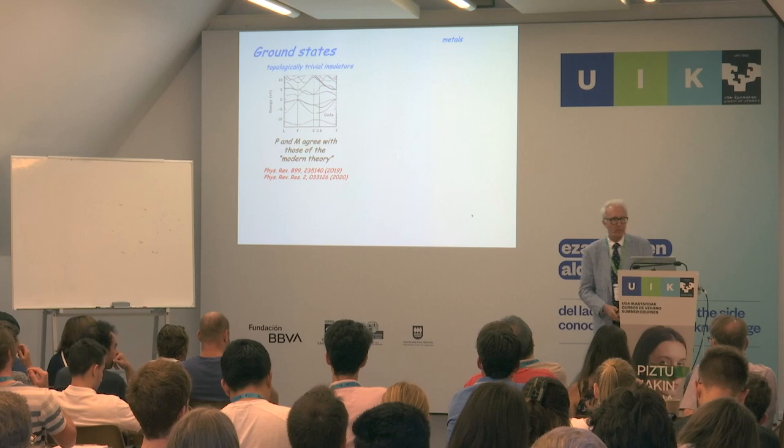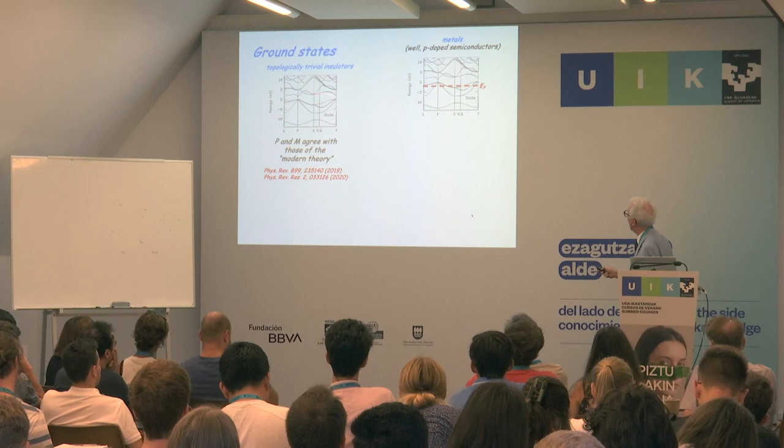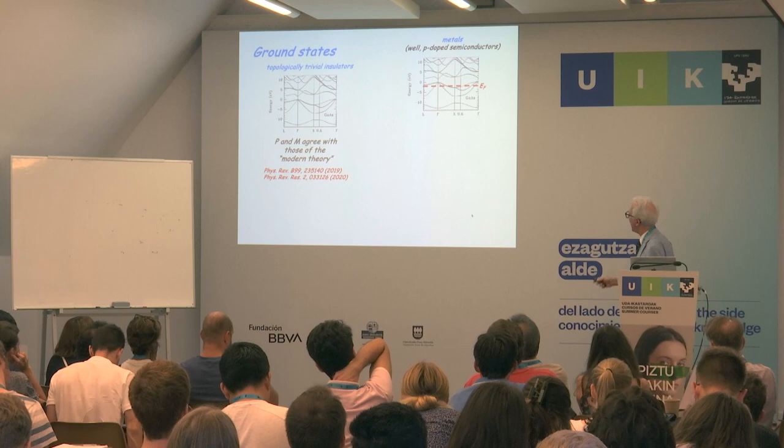Okay, then we looked at metals. Well, we haven't really done metals yet, but we've looked at p-doped semiconductors, which is a kind of a model for a metal, okay? So I imagine maybe gallium arsenide with a Fermi level down here. So that has some metallic-like behavior, okay?